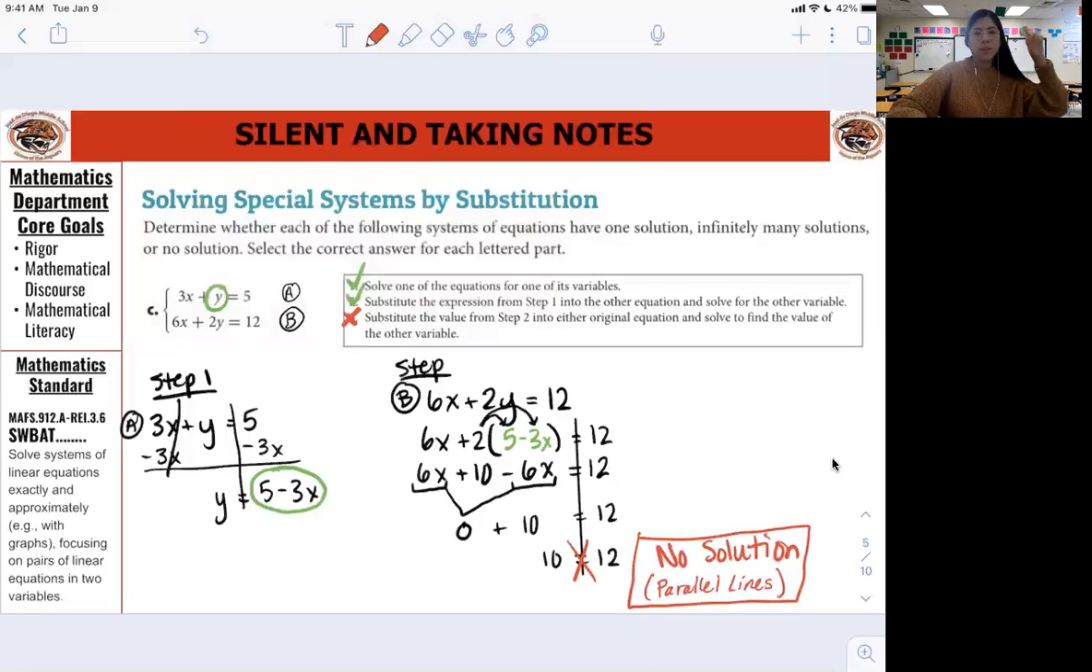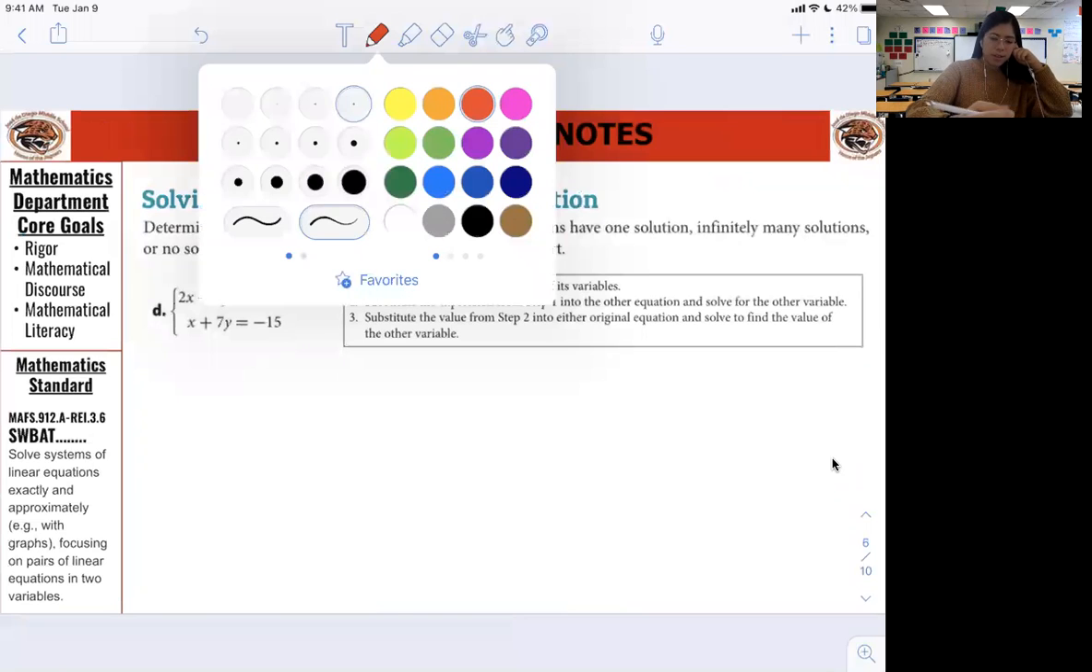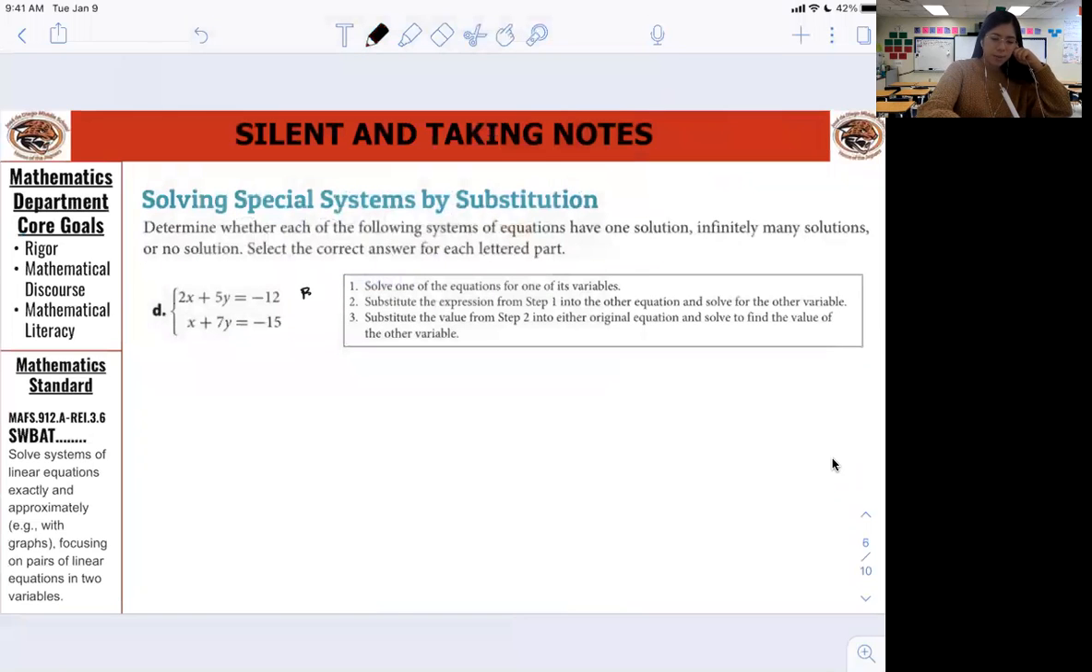Cool. All right. Two more examples. Moving right along. In this one, which equation is going to be easier to solve for? B. Yeah, we're actually going to solve for B now. That's rare.